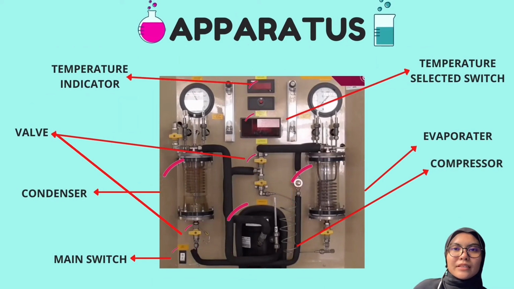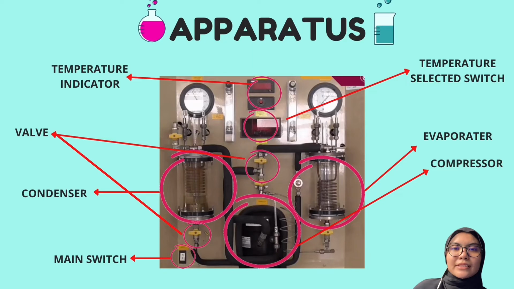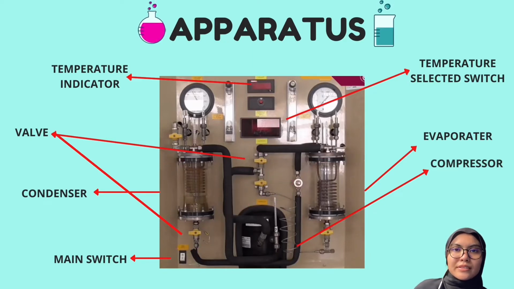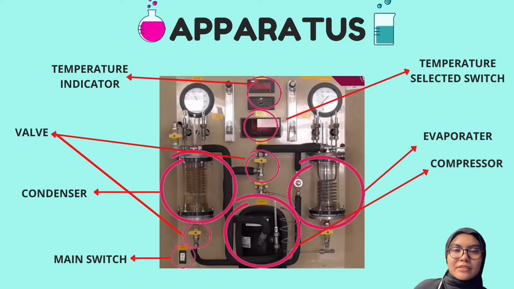My name is NASREEN and I'll be explaining about this experiment's apparatus and procedure. So here are the components in the refrigeration cycle unit. It consists of evaporator, compressor, 2 valves, main switch, temperature indicator and temperature selector switch.